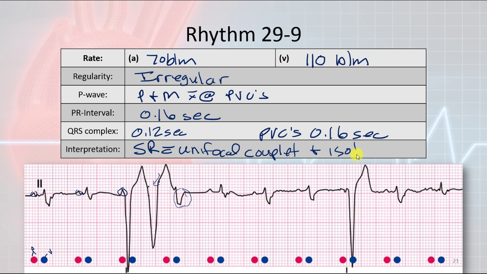and an isolated unifocal PVC. Big interpretation. The reason I put all this information down is because if you were to lose this rhythm strip, or if something happens and all you have is the interpretation, and your clinical director, or even worse, if you're at a deposition or in a court hearing, they say, can you identify and describe to me a sinus rhythm with a unifocal couplet and an isolated unifocal PVC, you would be able to do that.